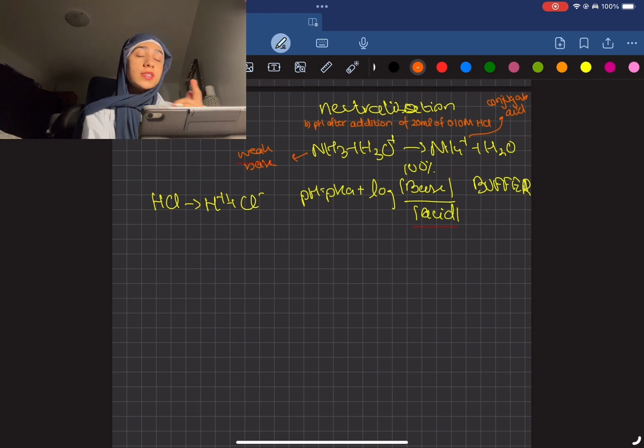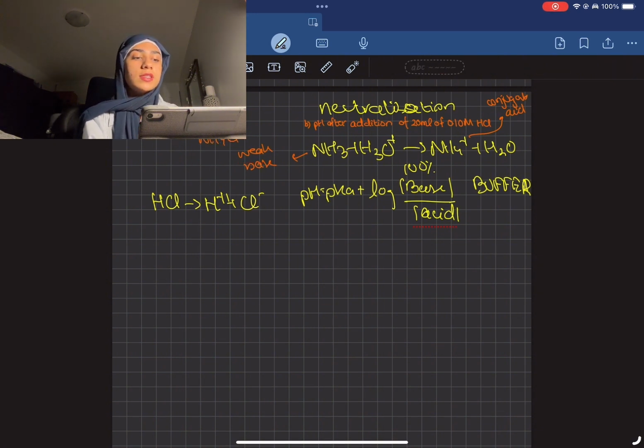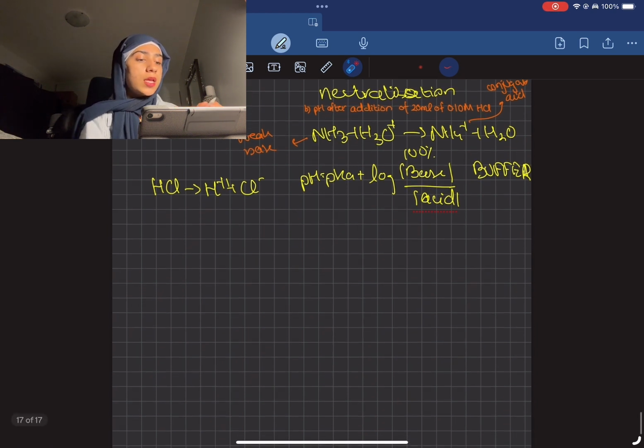There's another way to make a buffer. Let's say I had my weak base, alongside it I had a salt of my weak base. So let's say I had NH4Cl, ammonium chloride. The presence of this would also make a buffer. Either you have a weak base along with its conjugate acid, or you have a weak base along with its salt. And the same goes for acid. So let's say you have a weak acid along with its conjugate base, or you have a weak acid along with its salt. But that's what you usually see in weak acid versus strong base. So over here it's the other way around.